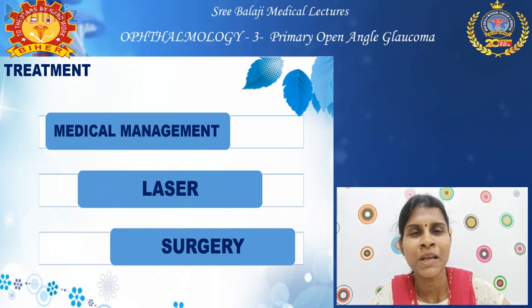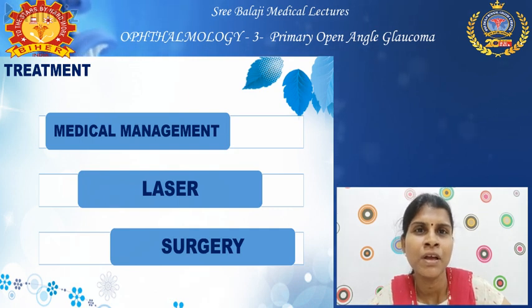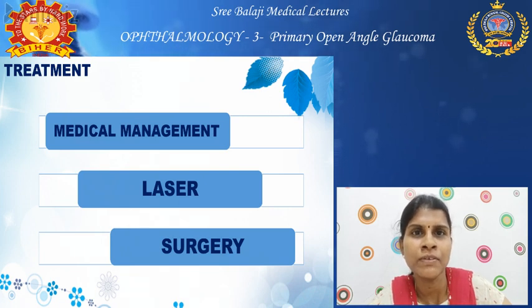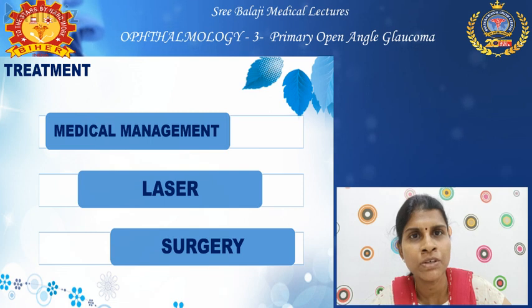To summarize, primary open-angle glaucoma is the third leading cause of blindness throughout the world and also the major cause of irreversible visual loss worldwide. Hence, it is important to have a sound knowledge about this disease so that we diagnose it early and prevent permanent visual loss.